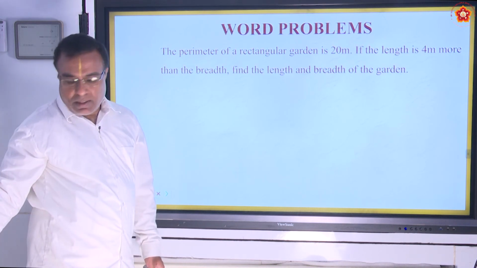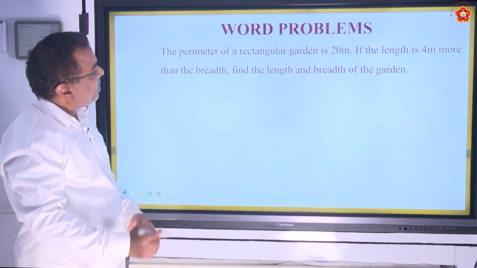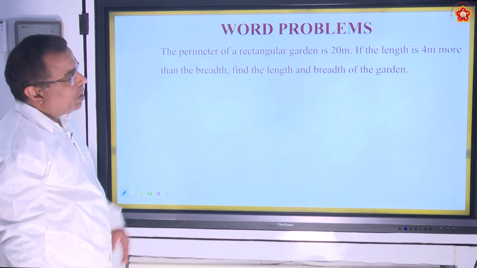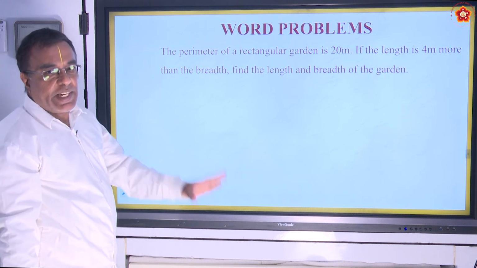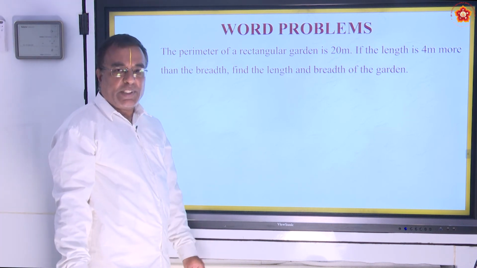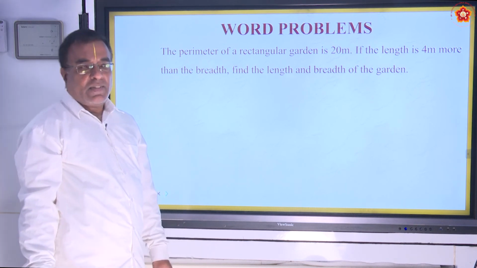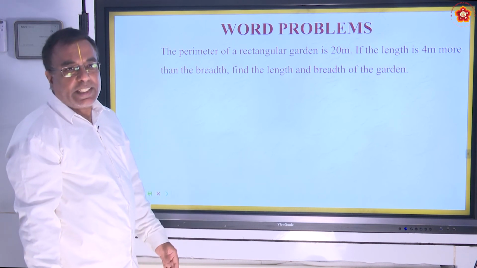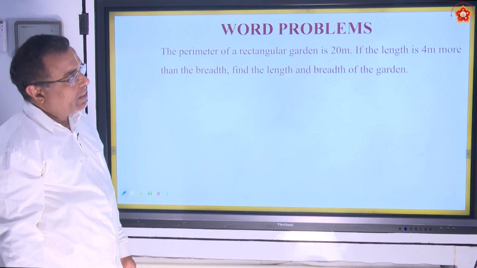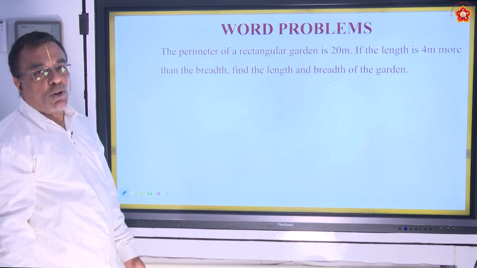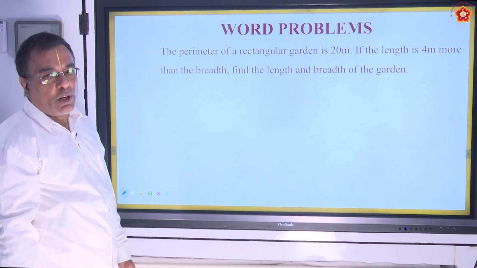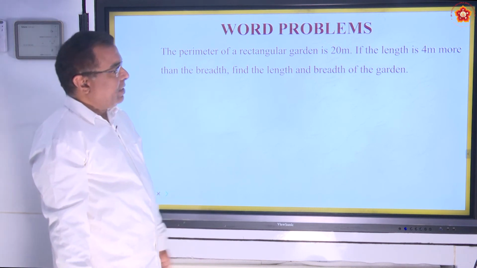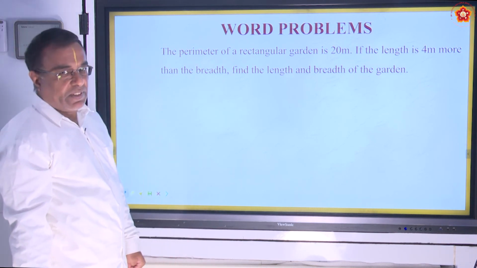Next we'll go for some word problems and see how to solve them. In the previous cases, they have given you the equations directly. Here, the equations will not be given directly. First, we have to read the statement that is given. From that statement, we have to frame the equations. Then, we have to solve those equations either by substitution or by elimination method. Clear, students? So, let us read the statement and then try to frame the equations first.